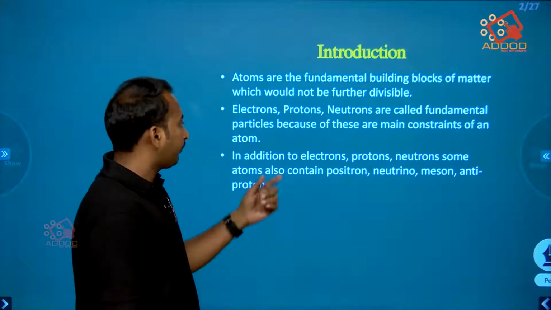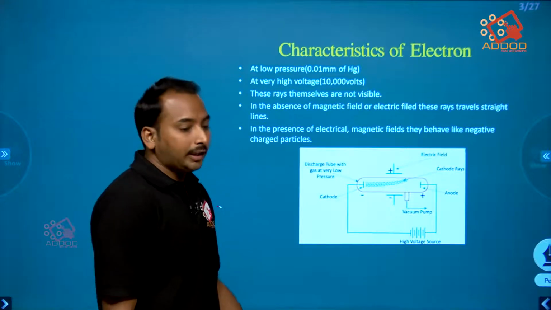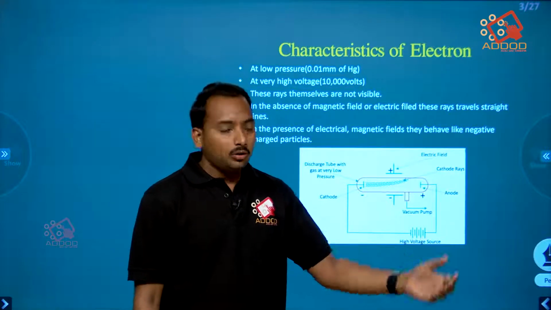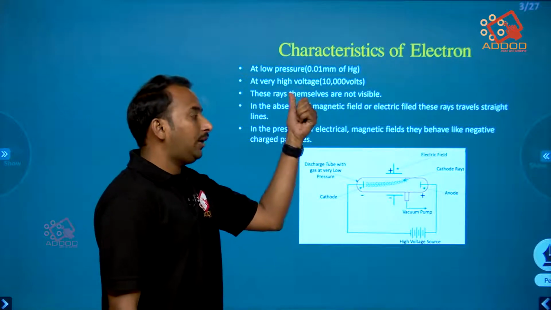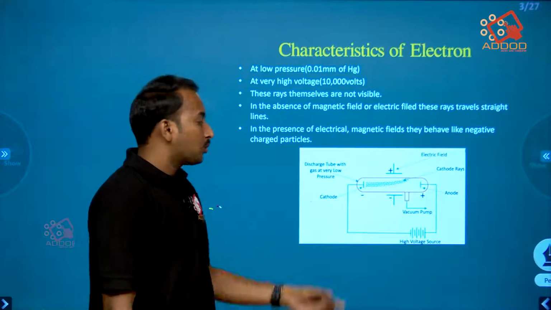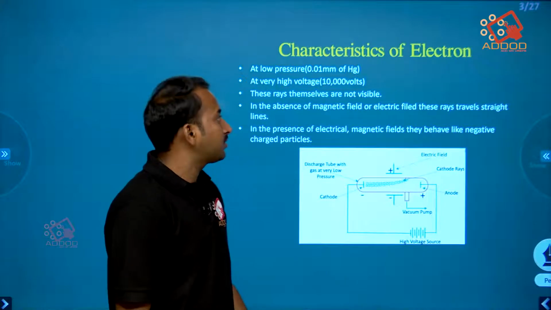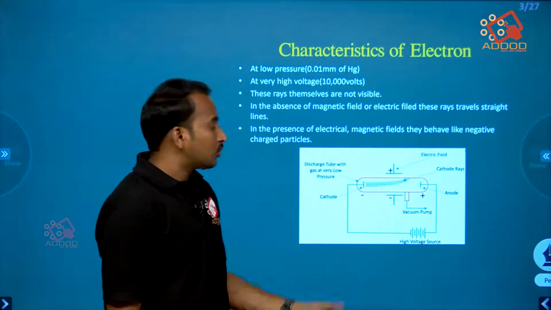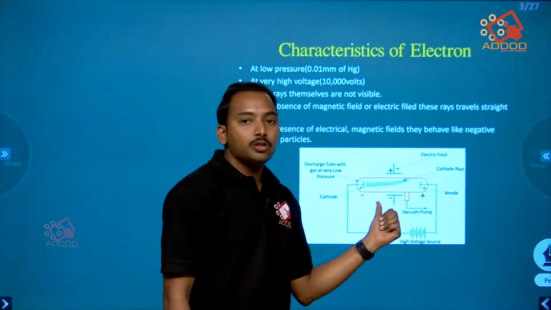Let us start with the electron. The characteristics of the electron: we will learn about its charge, mass, etc. The electron was discovered by J.J. Thomson using the cathode ray tube. Now we discuss the characteristics of the electron, one of the fundamental particles. The electron was discovered by J.J. Thomson by the cathode ray tube experiment.